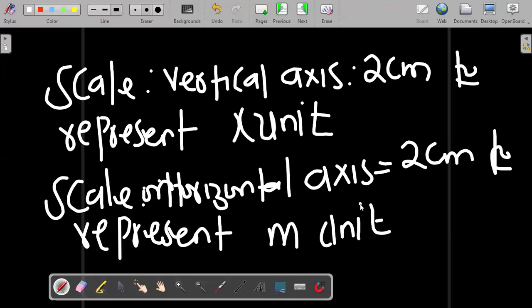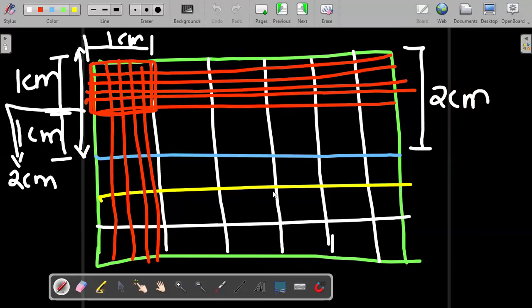So do you know I'm using m and x? Because I don't have a table yet that I will use to choose the unit. I don't have a table yet. Are you getting it? The table you have will determine the scale, the unit you should use. But the 2 centimeters is established. From here to here is 2 cm.